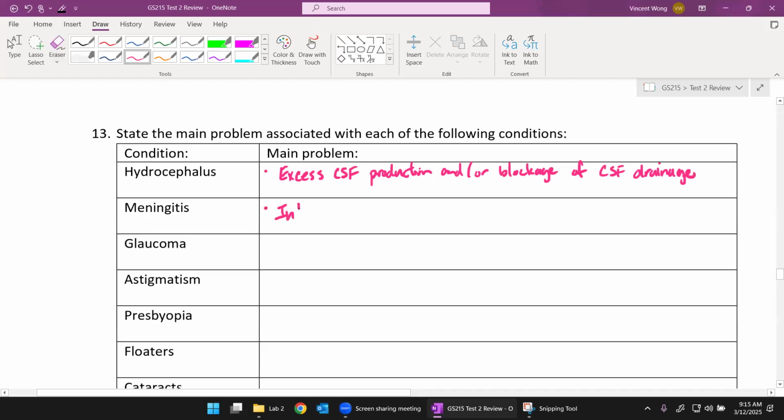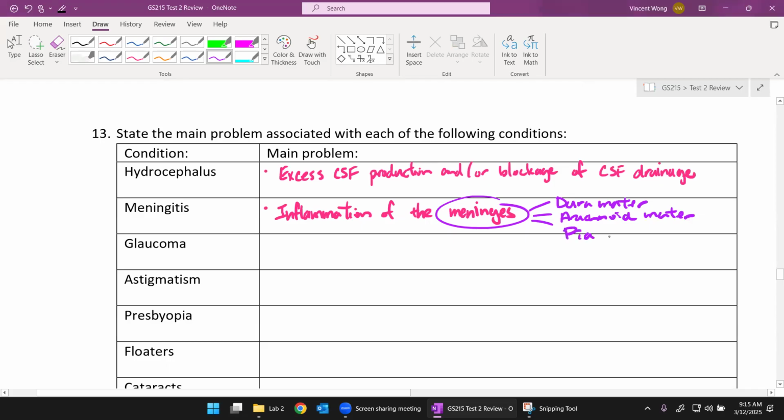Meningitis is the inflammation of the meninges. Okay? Of course, you have three layers of the meninges. Again, just random stuff that comes to mind as you're studying, right? We have the dura mater, arachnoid mater, and pia mater, right?